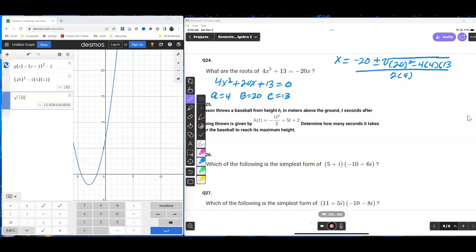Evaluate the discriminant. It looks like it's the same answer. It's 20 squared minus 4 times 4 times 13. Yeah, it's the same answer. So as the one before, X equals negative 20 plus or minus square root of 192, all over 8. So it's the same answer as the one before it.